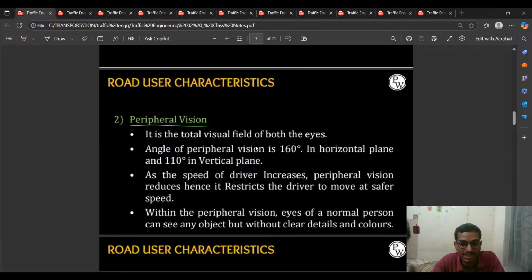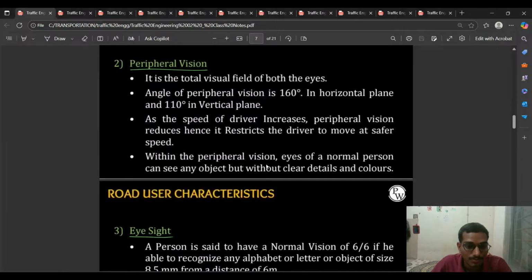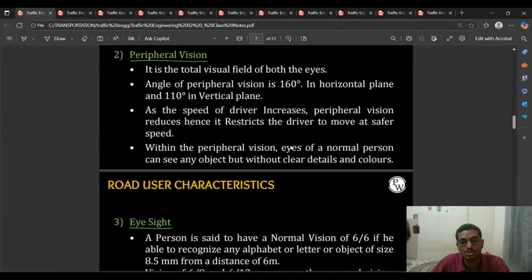As the speed of the driver increases, peripheral vision reduces, which restricts the driver to move at a steady speed. It means if you increase the speed, you cannot see more area; you have to focus on the main street and main view. Within the peripheral vision, the eyes of a normal person can see any object but without clear detail and color. All things are blur.